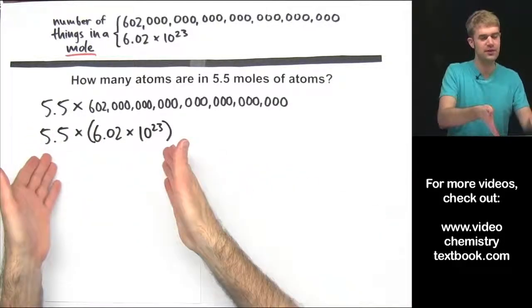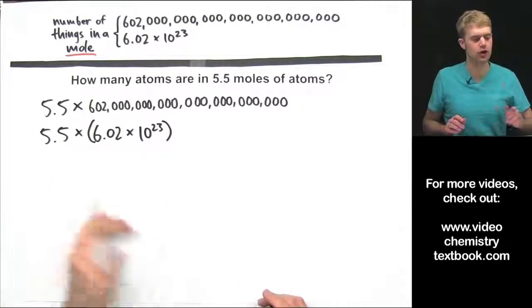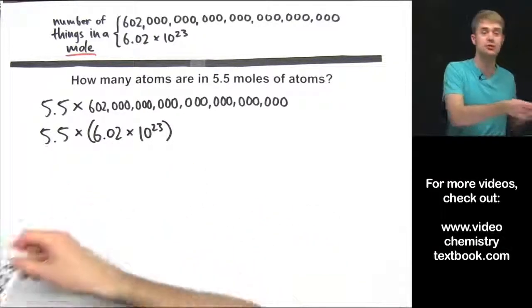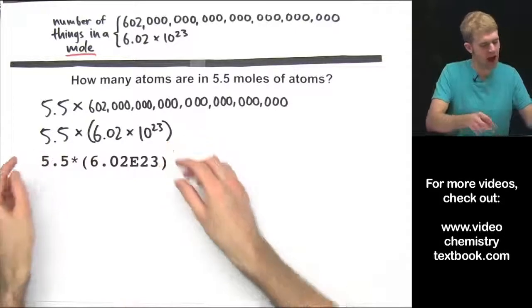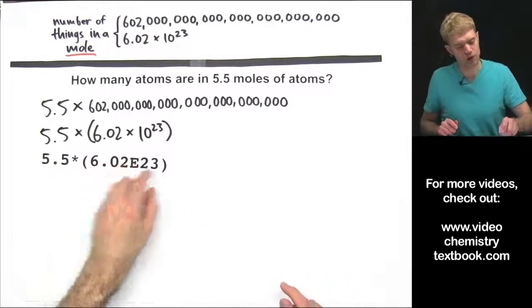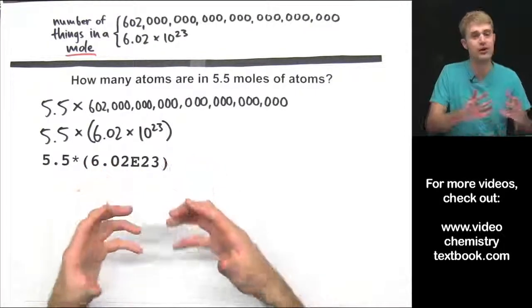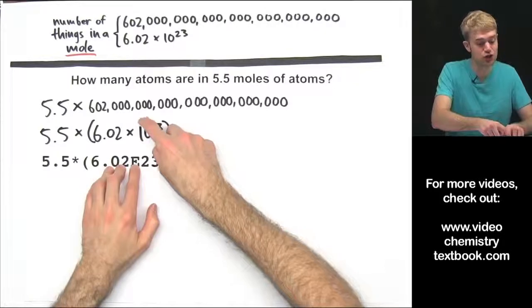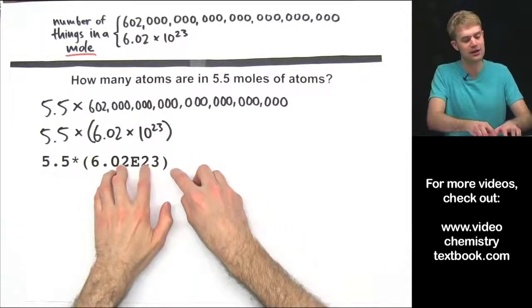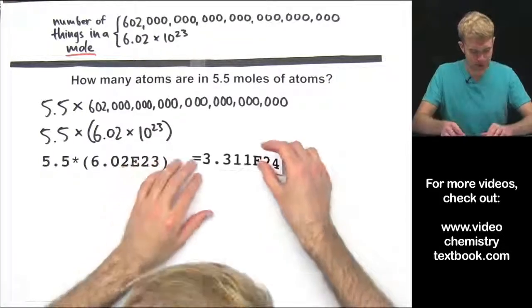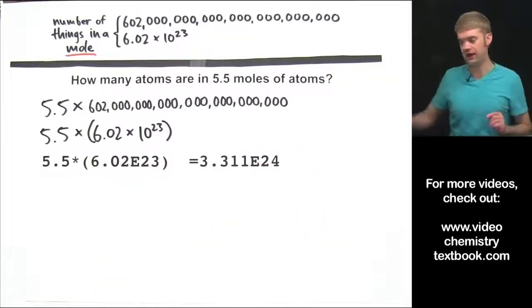Okay, so you've written this out. Chances are you're going to use a calculator, a scientific calculator, or a graphing calculator to solve this problem. So here's how you're going to type it in. 5.5 times 6.02 E23. Yes, E23 is usually how we do exponents in a scientific calculator. The E is 10 to the exponent, and then 23 here is the exponent. Plug this into the calculator, and we're going to get this as our final answer.